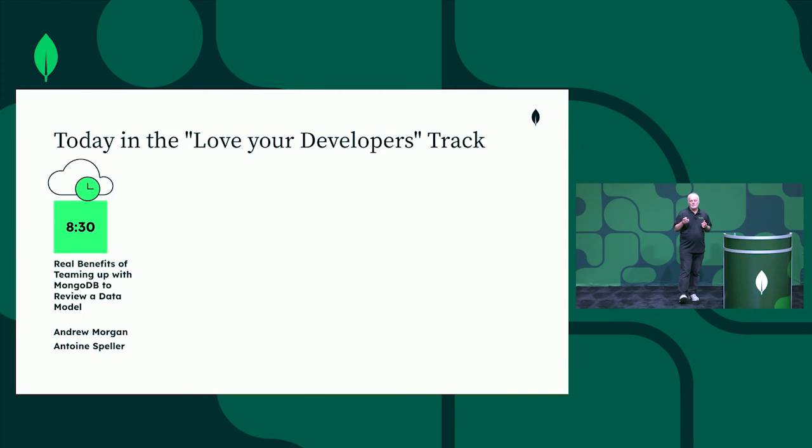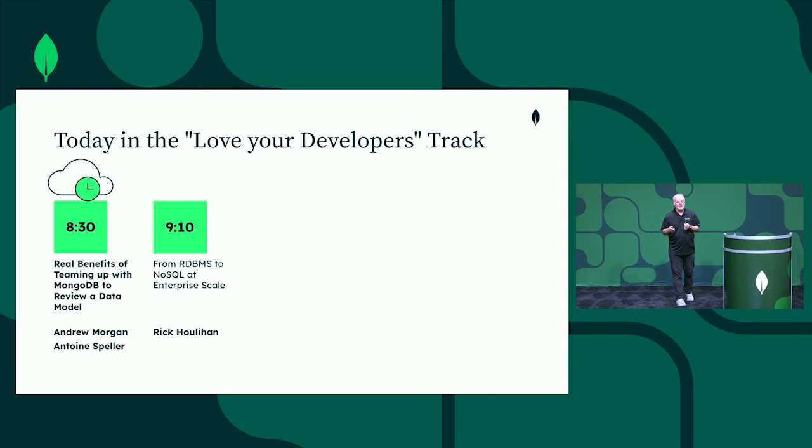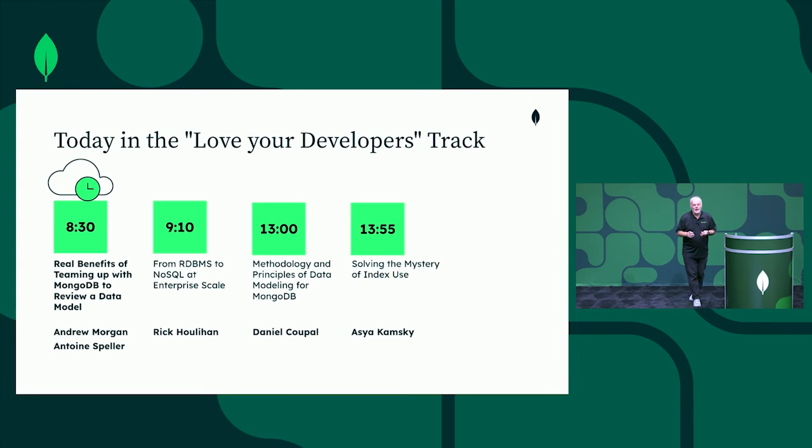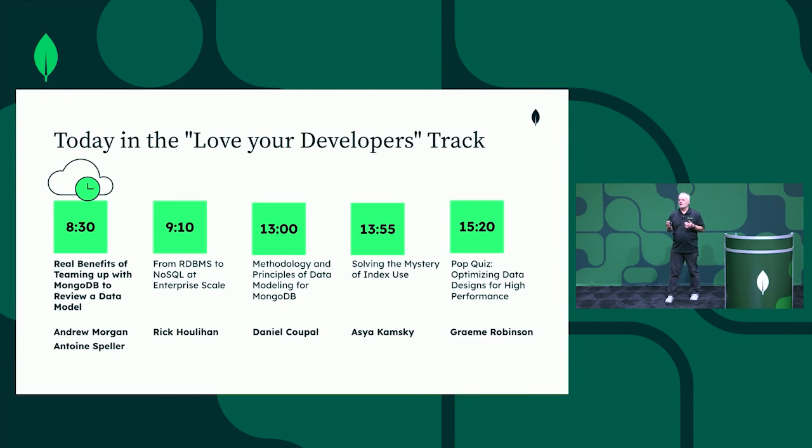I want to mention some related sessions. You've sat through this one. The next one is over in the Central Park stage, and Rick's going to be talking about his experience of moving from relational to NoSQL. And Rick's a really entertaining speaker, so you'll enjoy that. Daniel is going to be talking a lot more about data modeling with MongoDB. Some of those design patterns I mentioned. Asya is going to be giving a master class on indexes. And then Graham, towards the end of the day, is going to be doing a pop quiz to see what you've learned about optimization. But the key thing for all of these is they're really aimed at developers and getting developers productive.